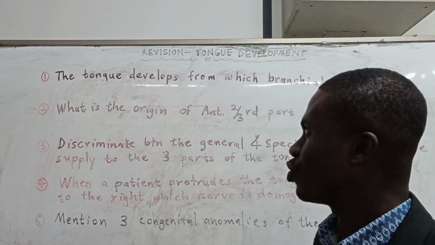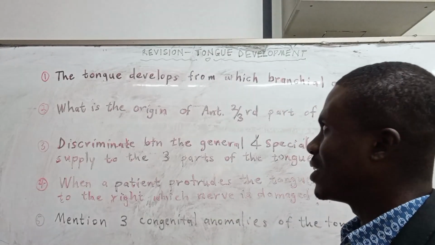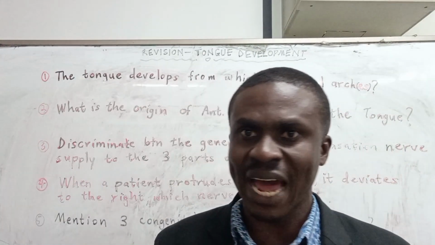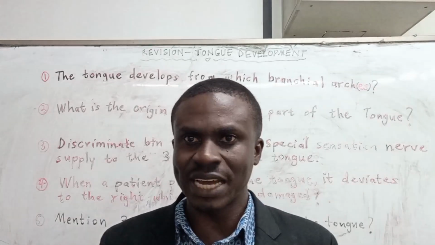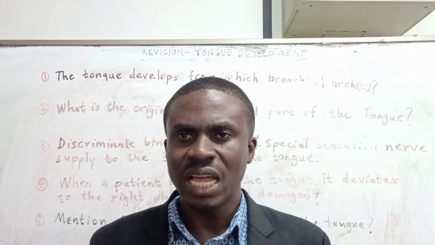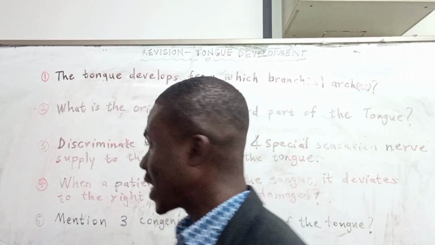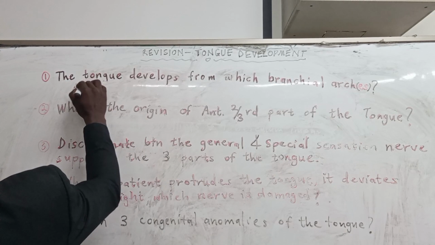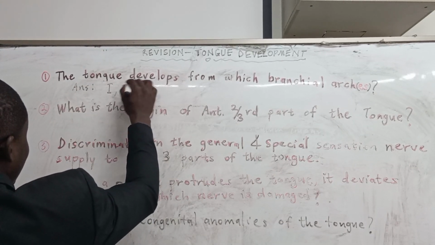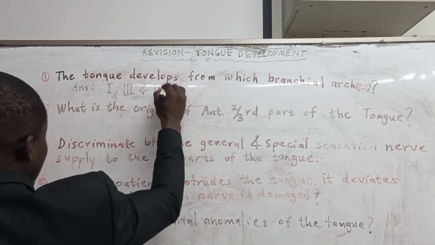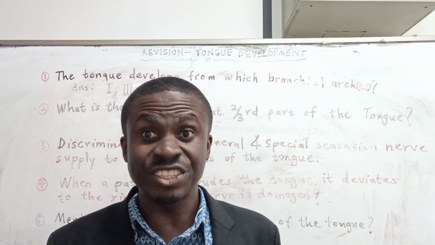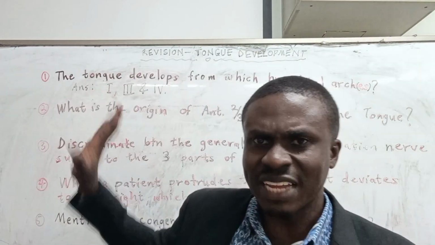Now, if you look at question number 1, the first question says, the tongue develops from which branchial arch or from which branchial arches? I want you to answer it wherever you are. Try and see if you can get the answer. I'm sure you answered that it will be coming from, of course, the first branchial arch, the third branchial arch, and then the fourth branchial arch. Something you can also call pharyngeal arches. So these are just 3.